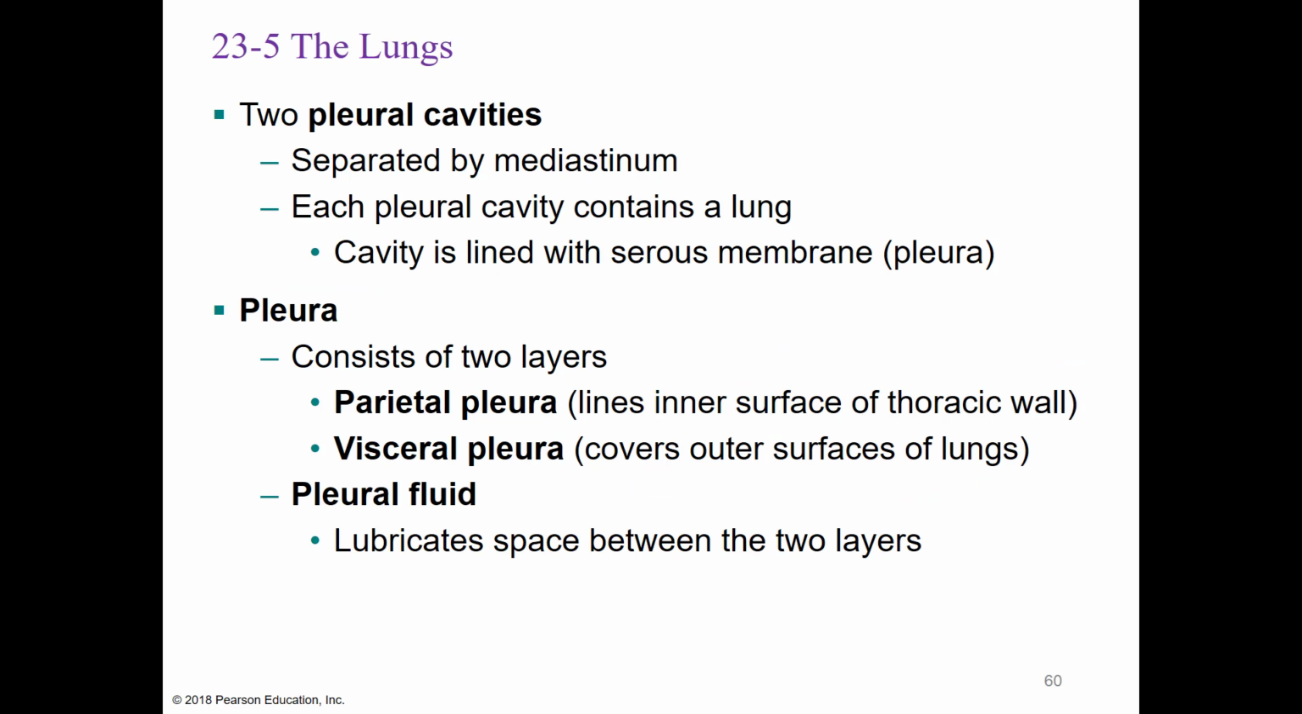There are 2 pleural cavities separated by the mediastinum, as we talked about before, and each pleural cavity contains a lung. The cavity is lined with a serous membrane, which is called the pleura, and this is similar to the setup in the heart that we went over. The pleura has 2 layers. Parietal pleura lines the inside surface of the thoracic cavity, so parietal is the lining of the thoracic wall. Visceral pleura is what sticks to the lungs itself. In between is pleural fluid.